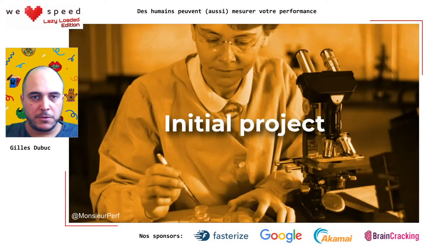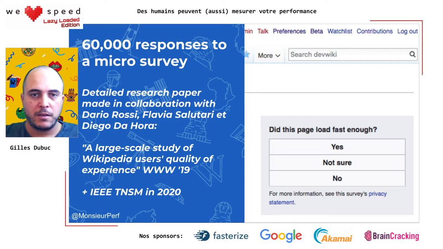And so I decided to do some original research, and I contacted researchers from a university that had published papers about performance perception before, and I offered to collaborate, and that resulted in one study that turned into two papers, and I encourage you to find them and read them, especially the latest version of it. What that study consisted of was to ask Wikipedia visitors in different languages what they thought of the performance of the current page that just appeared, whether the page was fast enough, the three options being yes, no, and not sure. We did that for over 60,000 visitors.